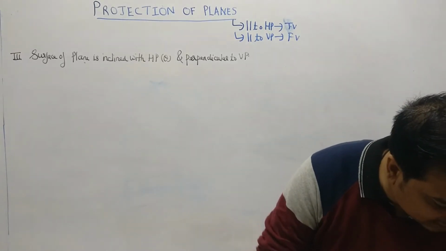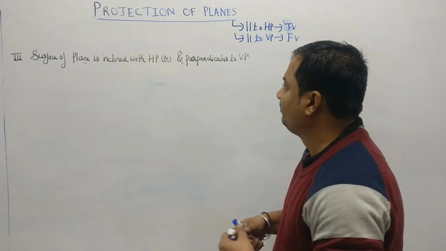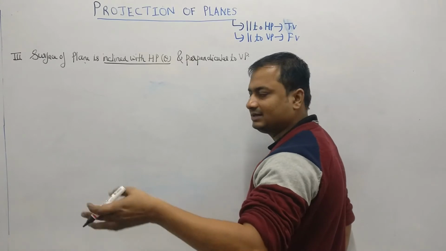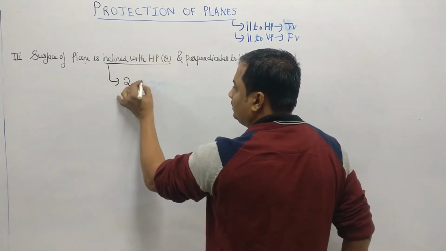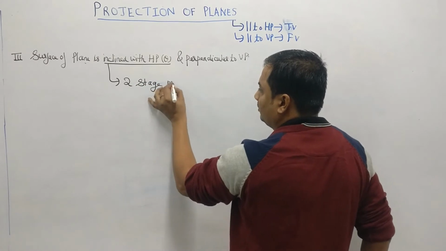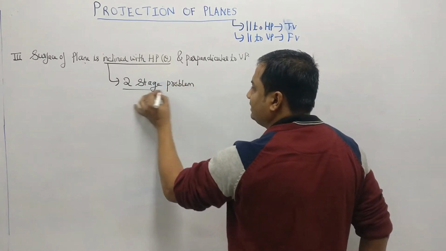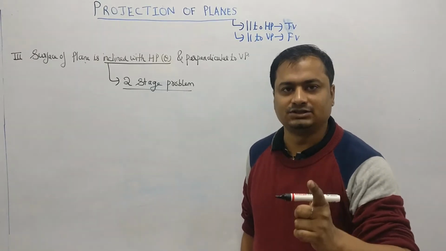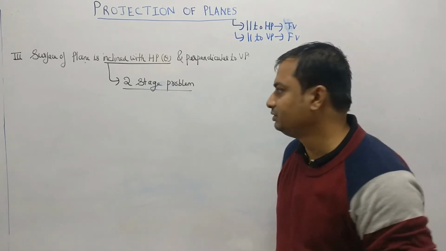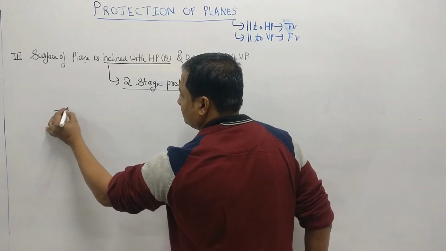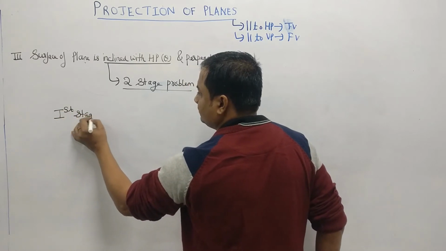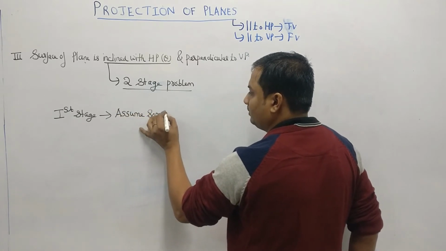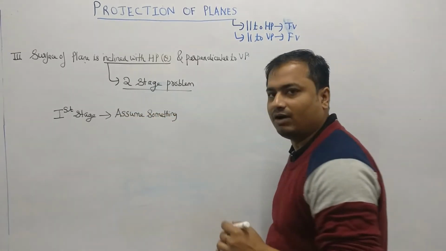So the steps which we have to follow are: whenever a plane is inclined to the HP, or it can be the VP also, that is the next case, that becomes a two-stage problem. It is not a single stage problem, it will not be completed in one stage, you have to complete it in two stages. Now what are the two stages? In the first stage you have to assume something. Now what do we have to assume?